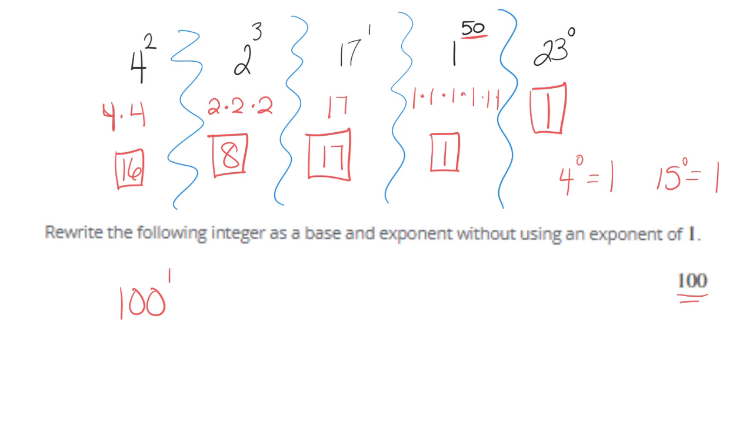And so you do need to recognize, like up here, 16, that is called a perfect square because it comes from 4 squared. And so if you think of all your perfect squares, well, 100 is actually a perfect square. You can take 10 squared and get 100. And so when they want you to write the integer as a base and an exponent, 10 is our base, 2 is our exponent. That equals 100.